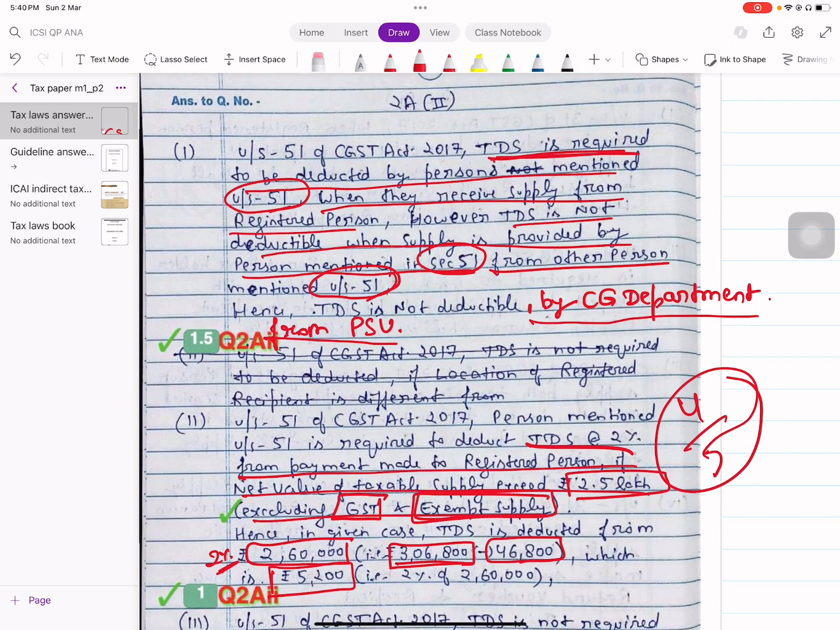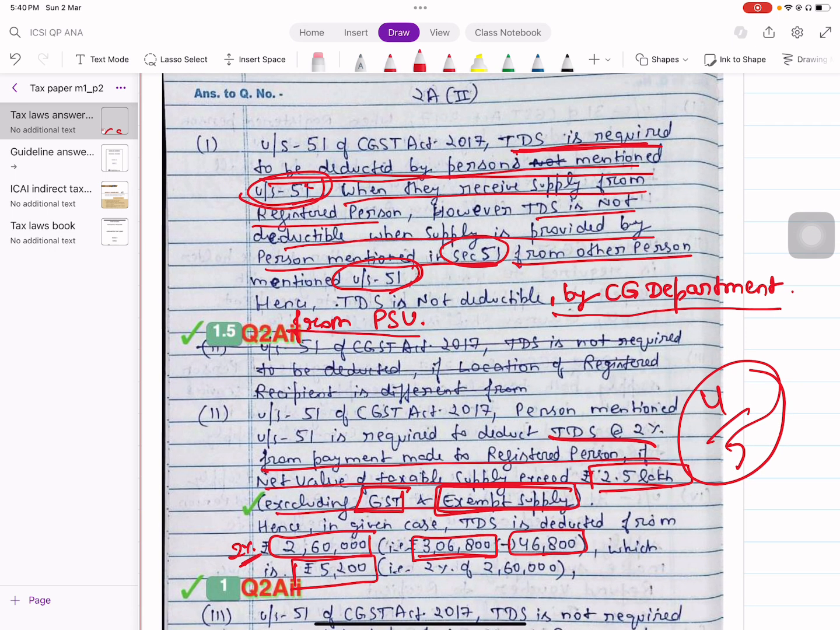TDS is required to be deducted by persons mentioned in section 51 when they receive supply from a registered person. However, TDS is not deductible when supply is provided by a person mentioned in section 51 to another person mentioned in section 51. Hence, TDS is not deductible by the CG department from the PSU.